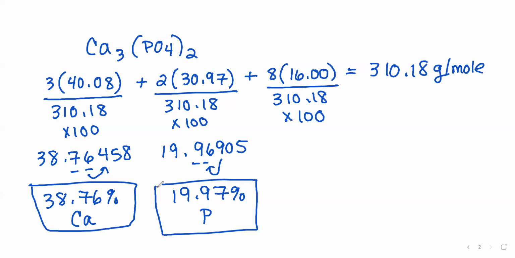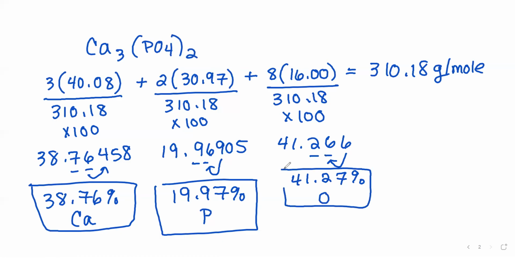And then, as I've mentioned before, you could do 100 minus the two numbers in the boxes to get your oxygen, or you could simply solve for it by doing 8 times 16 divided by your 310.18 times 100. And I'm going to get 41.266. I want two decimal places. So that 6 will round that one to 41.27%. And that's oxygen. All right, we're going to try one more.